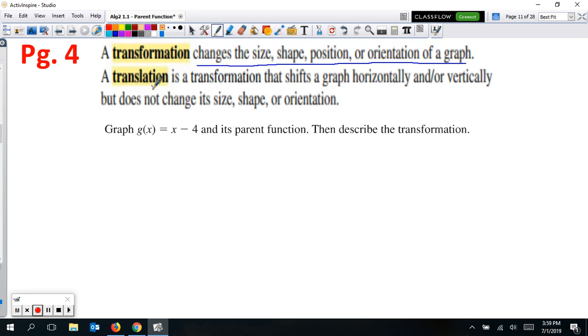You'll see on your page 4 it says translation, reflection, and then you have vertical stretch and vertical shrink. So you have a stretch and a shrink. Those are the 4 different types of transformations. Let's first look at translation.